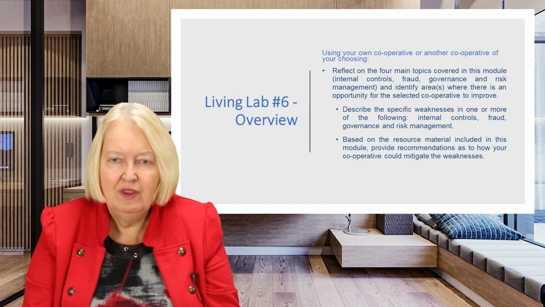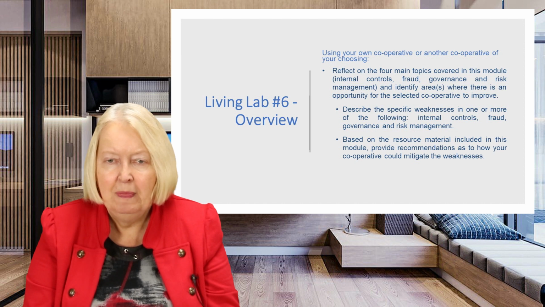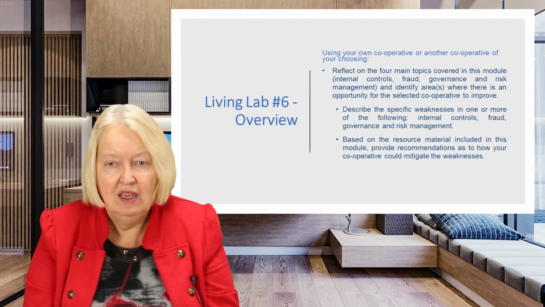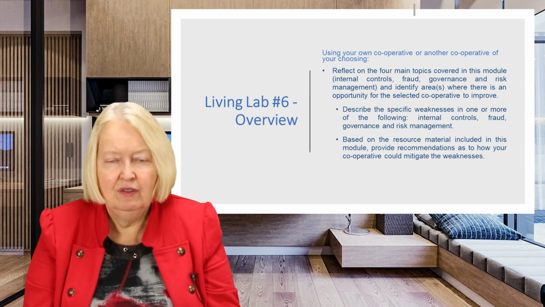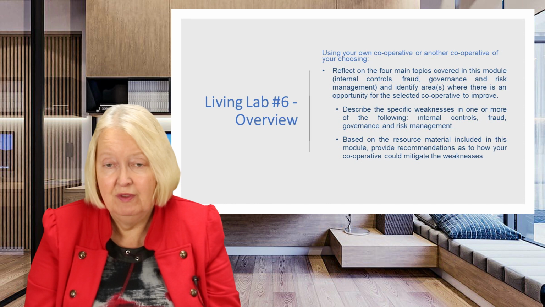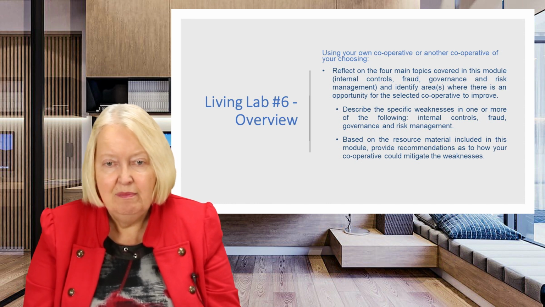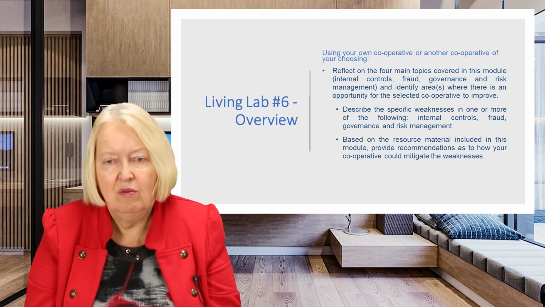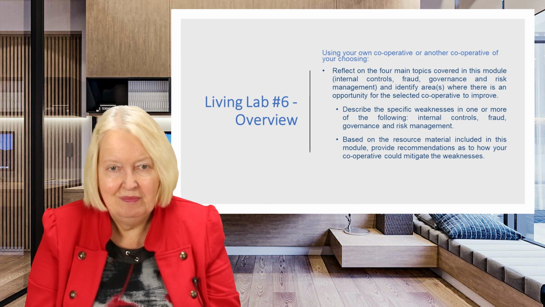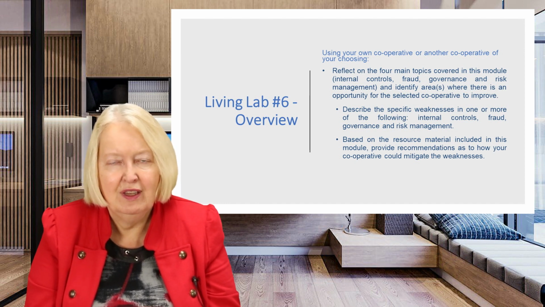So the Living Lab for this module, again, you can use your own cooperative or another cooperative if you're choosing. And so looking at the four main topics covered, internal controls, fraud, governance, and risk management, identify some areas where you think there is an opportunity to improve. So you can pick one or more of the four categories and describe some specific weaknesses. And then, based on the material provided in the module, provide recommendations as to how the cooperative could mitigate these weaknesses. So that ends the overview of Module 6.